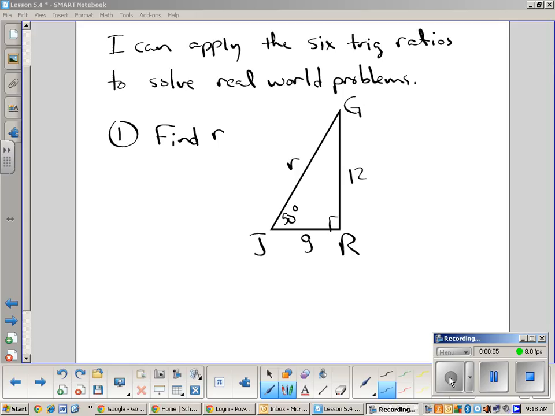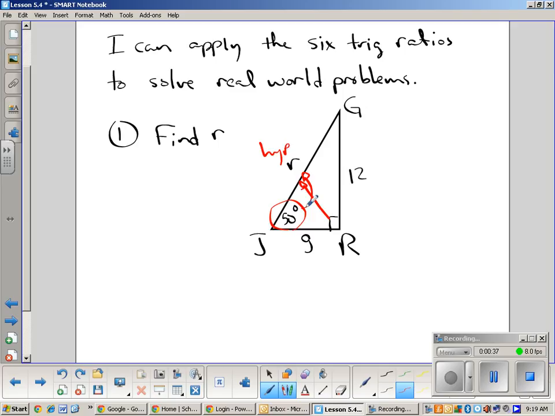So from our angle, this is the key. You have to identify where your angle's at. And we're looking at this angle here. In relationship to this angle, my R is the what? It's the hypotenuse. Remember, the hypotenuse is never adjacent and it's never opposite. It's always the longest side of the right triangle. It's always opposite the 90-degree angle. So that's our hypotenuse.